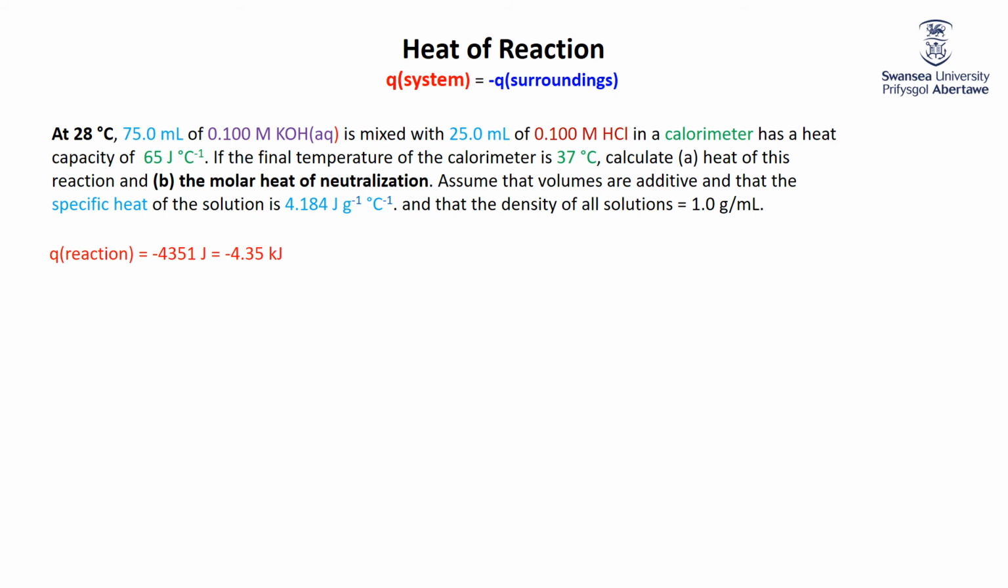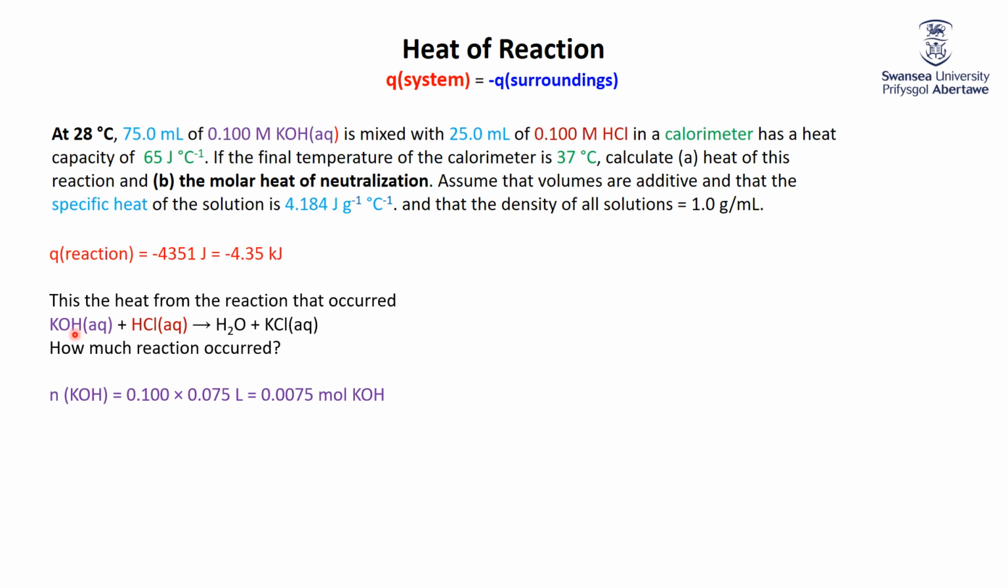Now let's finish it off. Q of the reaction was minus 4.35 kilojoules. That was from the reaction that took place. We're interested ultimately in the molar heat of neutralization, so we want to think about it per mole. Let's see what we actually had here. Here's the reaction. Of course it's a neutralization, but I'll just write everything out. How many moles of KOH did we have? Well, 0.1 moles per litre times 75 millilitres, or 0.075 litres. So we had 0.0075 moles of KOH. We had 0.0025 moles of HCl: 0.025 litres times 0.1 moles per litre.